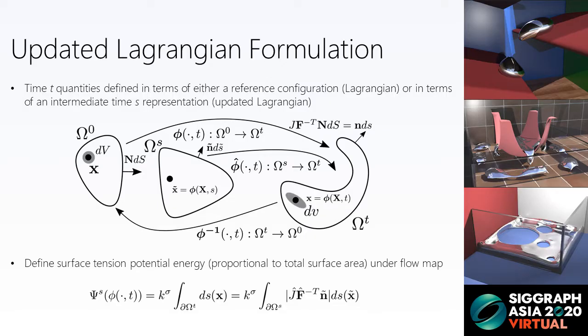Physical quantities at a time t during a simulation can be expressed in terms of their deformation from a prior time, such as the initial configuration at time 0 or an intermediate configuration at time s. Using the updated Lagrangian view, the potential energy associated with surface tension at time t, which is proportional to the surface area of the fluid, can be expressed in terms of the deformation of the fluid boundary from a previous time s. Here, k sigma is the surface tension coefficient.